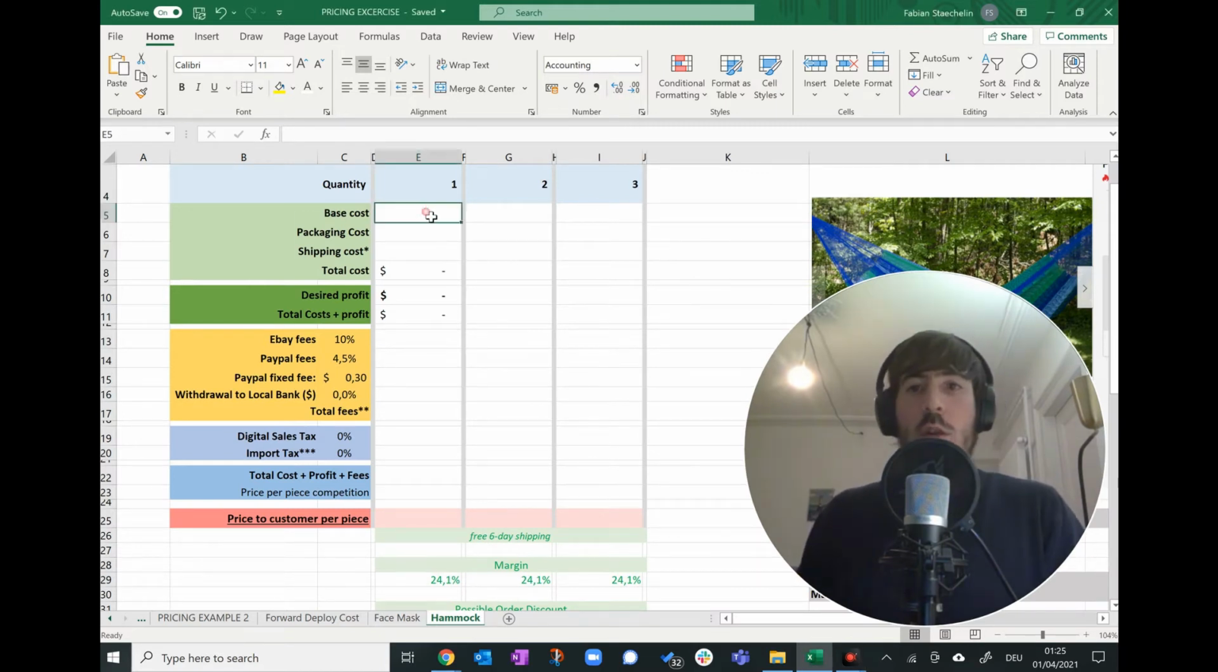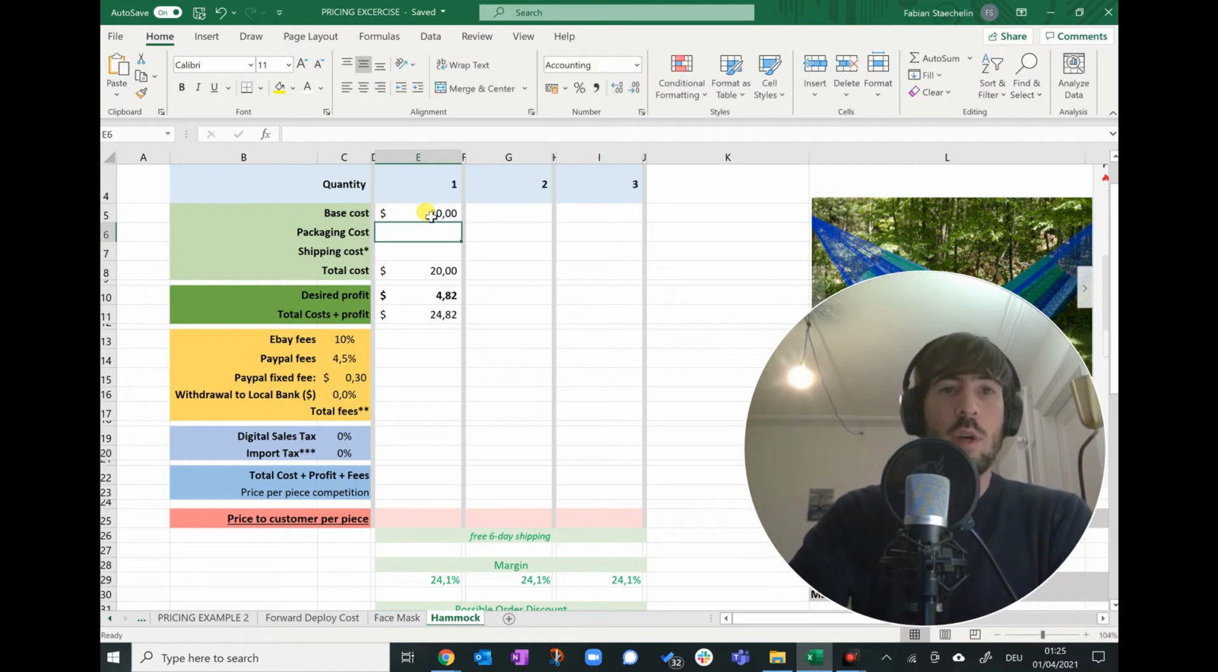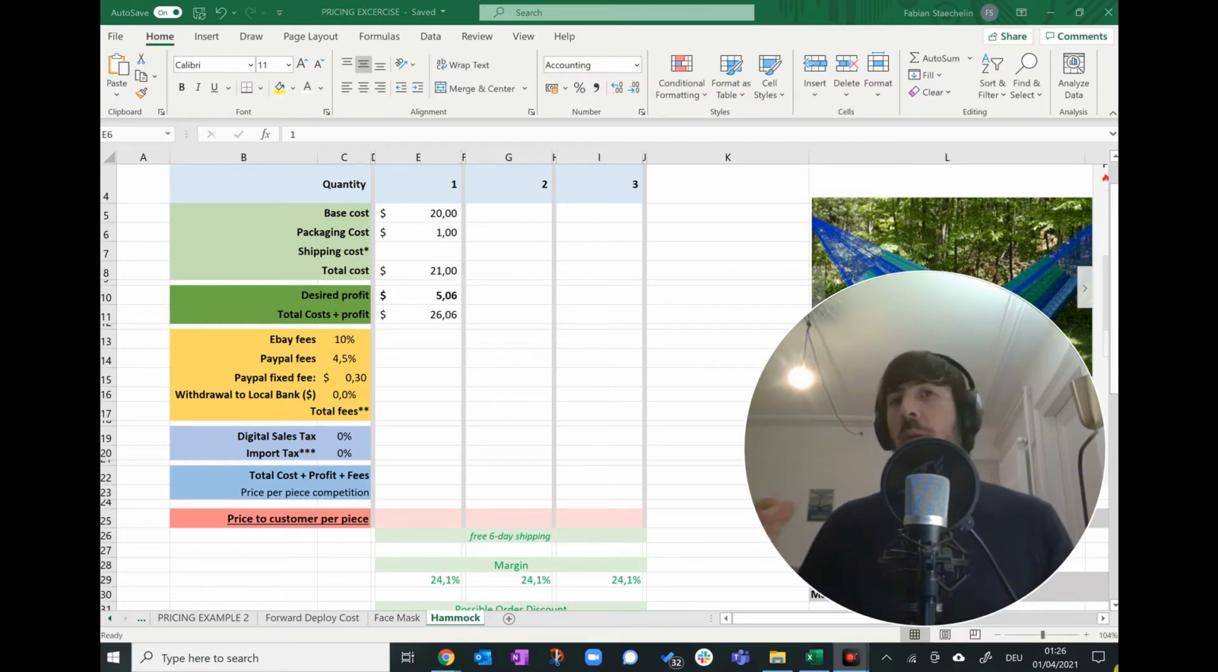We're going to start with the base cost. So I happen to know that you can acquire this type of hammock in Mexico for about $20 US. That's going to be our base cost or sourcing cost. Then I'm going to add $1 for the packaging, assuming that I want to present it in a nice packaging.